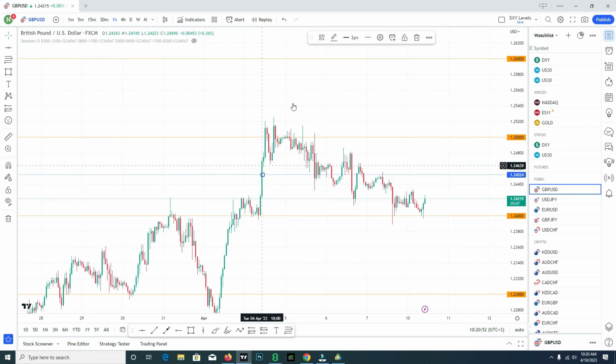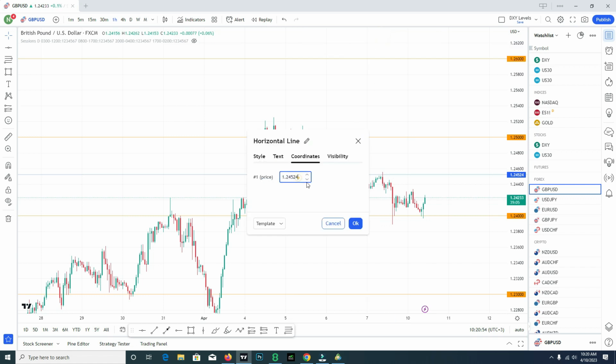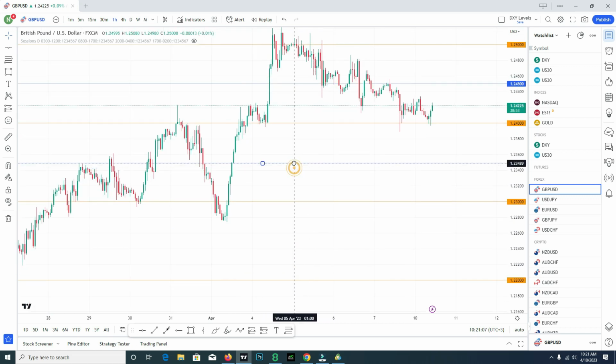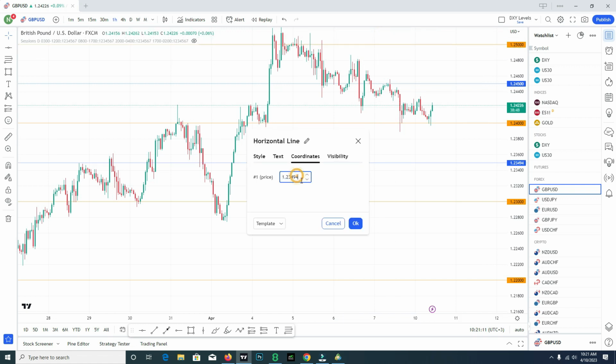So in the midpoint, you can look at 1.24500. Those are the midpoints. Now come to the second one, 1.23500.